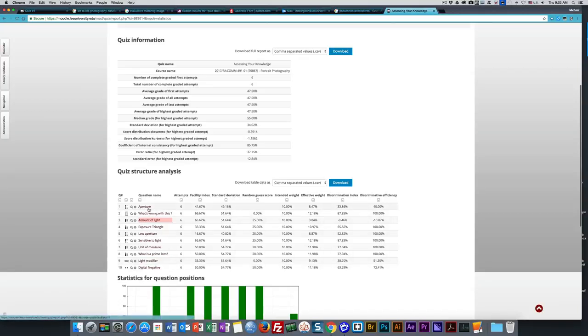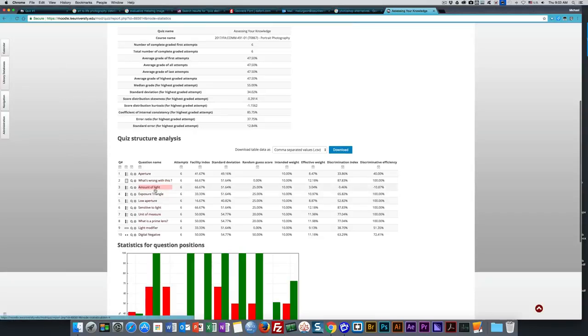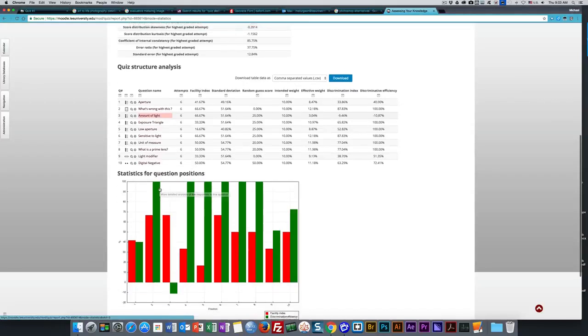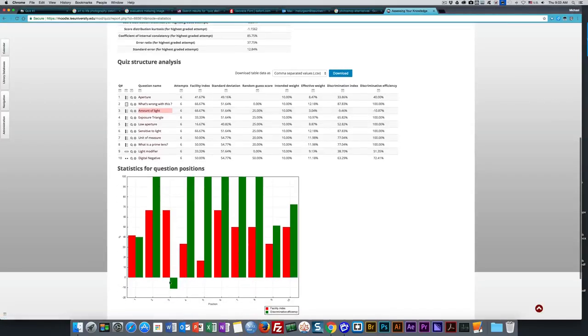Here are the specific names of my questions. I have a highlighted one that's pink, which tells me that question is one that I should reconsider because of the outcome. And that question happens to also be right here. It's my green bar that goes below, and that's referring to the discriminative efficiency. And then the facility index is the red bars.